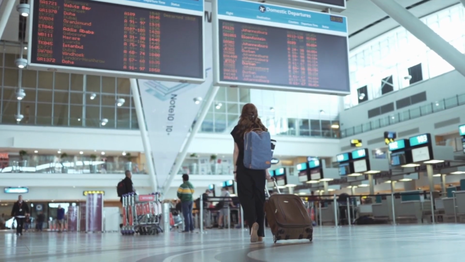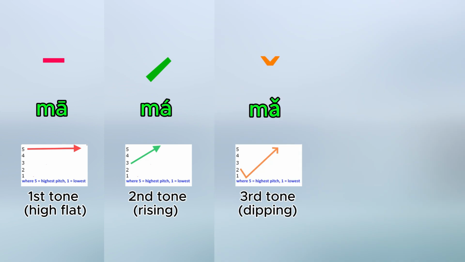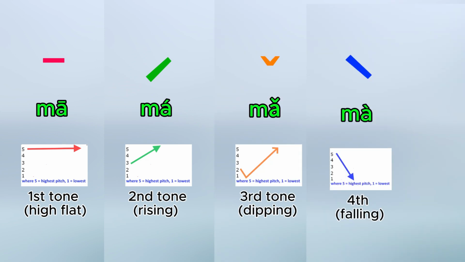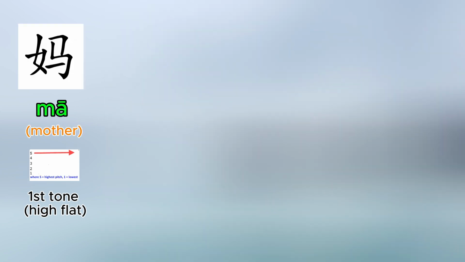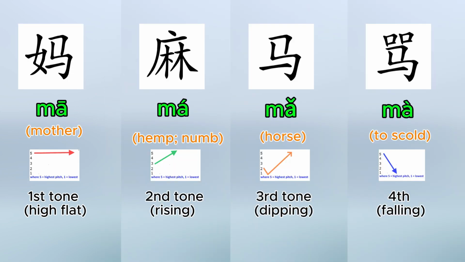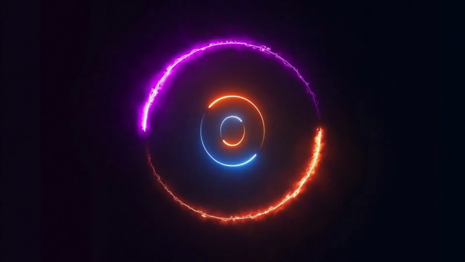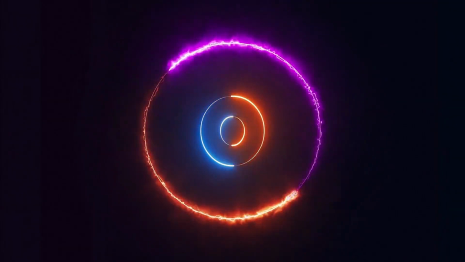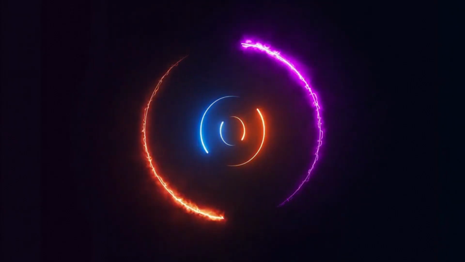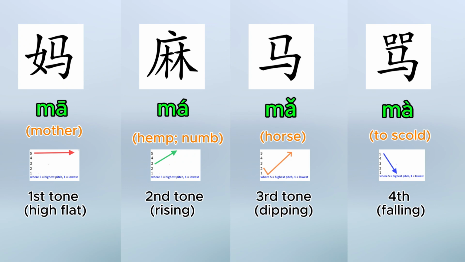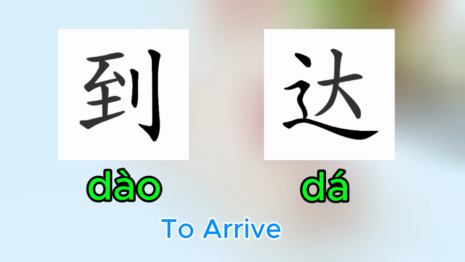Quick tip before we start: Chinese uses pinyin, the Latin alphabet, to show pronunciation, but tones change meaning. For example, 妈 麻 马 骂. Let's lock in those tones with a quick drill. Are you ready to repeat? 妈 麻 马 骂. Great! Now you're ready. Let's start with 到达, to arrive.